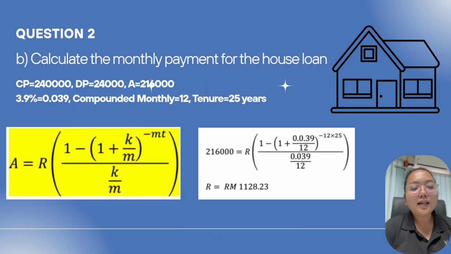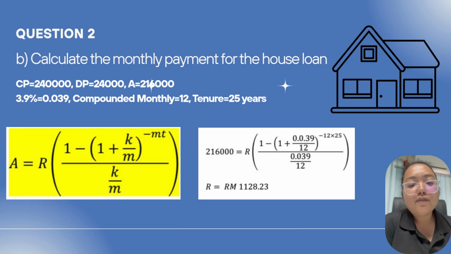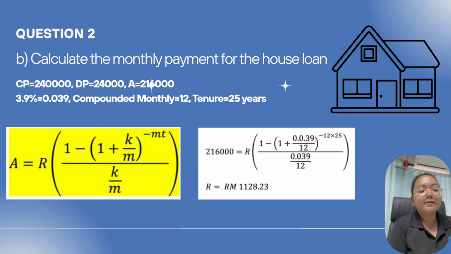For question 2B, calculate the monthly payment for the house loan. For this question, we will use the formula of present value. To find the present value, we have to determine the value of A. So for the value of A, the price of the apartment minus the deposit given by Benjamin. So the value of A is 216,000 ringgit. For the nominal rate, it's 3.9%, and m, the compounding frequency, is 12, and the time given is 25 years.